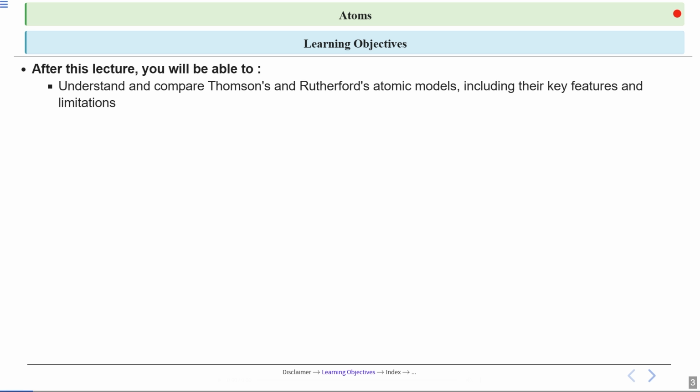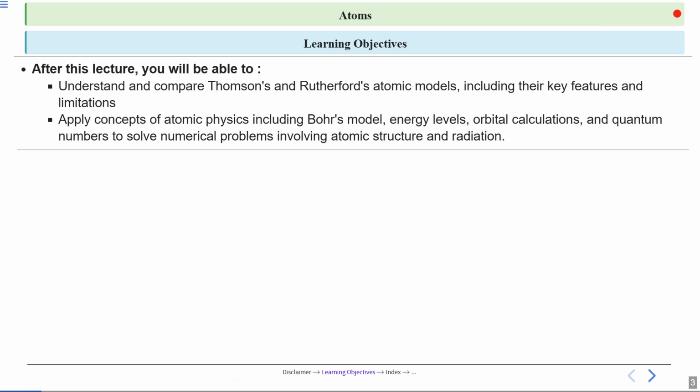You would be able to understand the difference between Thomson's and Rutherford's atomic models. You will also be able to understand the limitations and key features of both models. Next, you will be able to apply Bohr's model and other key concepts in atomic physics. You will learn how to calculate energy levels, use quantum numbers to describe electron positions, and solve numerical problems involving atomic structure and radiation. This will help you apply these concepts to real-world physics problems.